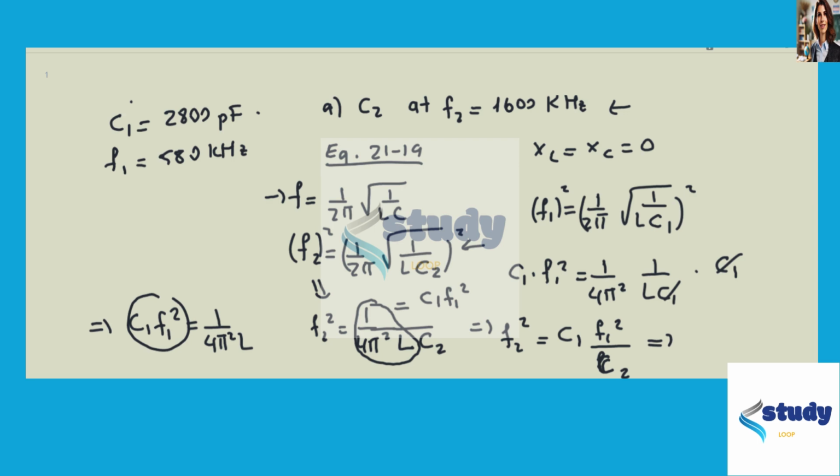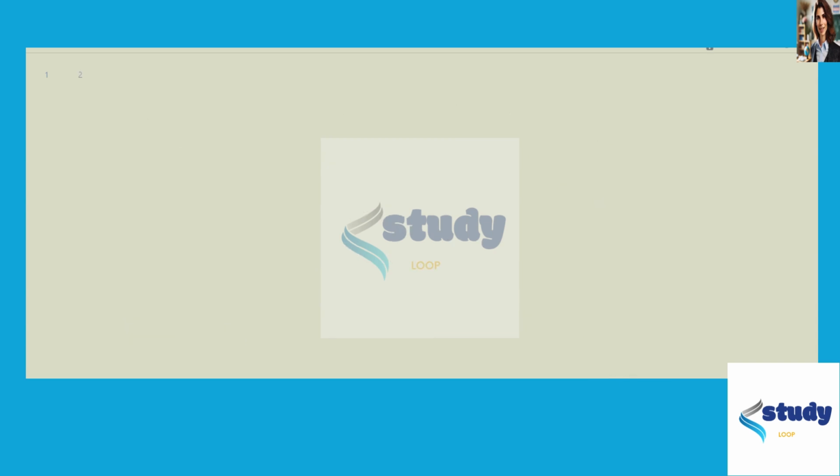Now, what we're looking for is actually this C2, right? So if we multiply both sides by C2 and divide both sides by F2 squared, then what we're going to have is C2 equals C1 F1 squared over F2 squared, right? So this is the equation that we're going to use to calculate the second capacitance.